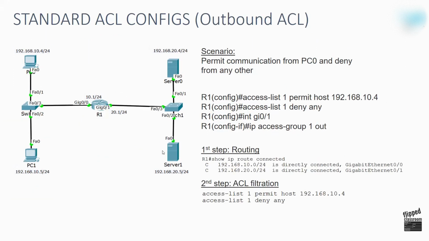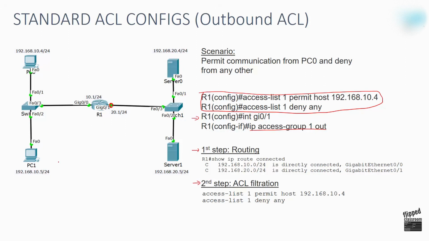Now it's time to speak about the outbound ACL. With the outbound ACL, we create the access list as we did before, with the same command, but then we configure the gigabit 0/1 interface and say ip access-group out. The difference between inbound and outbound ACL is that with outbound ACL, the router's first job is to make routing, and then the router will make filtration.